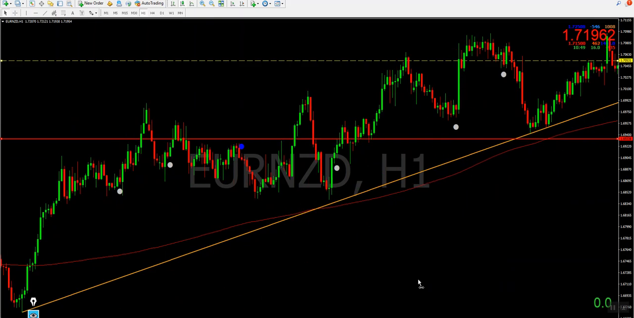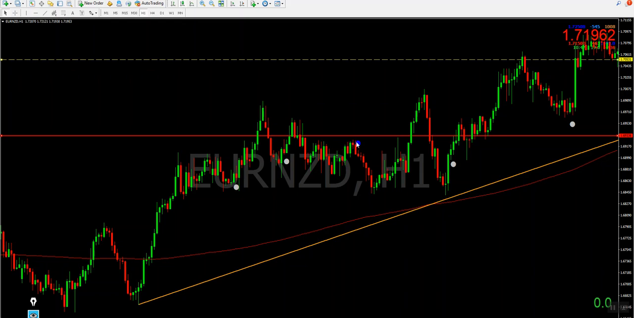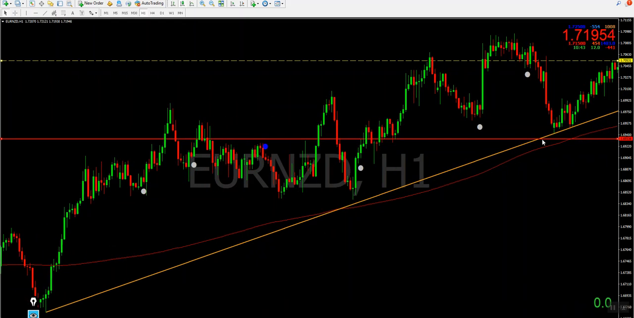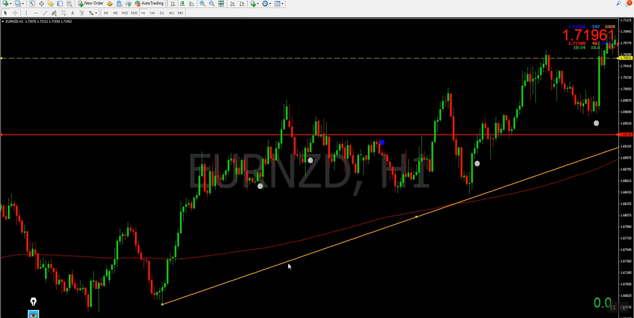Okay, so that's that. Obviously, we notice that we don't sell. That would be a counter trend trade. The trend line tells us the trend is to the upside. The moving average tells us the same. Why would you want to trade in the opposite direction?